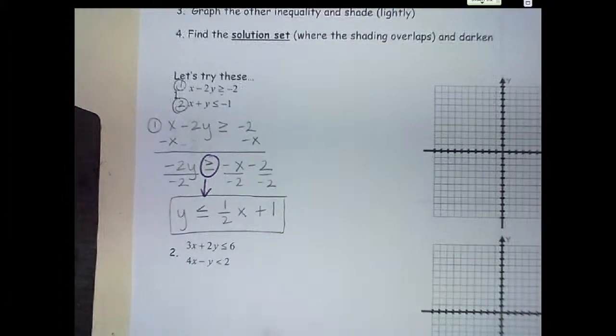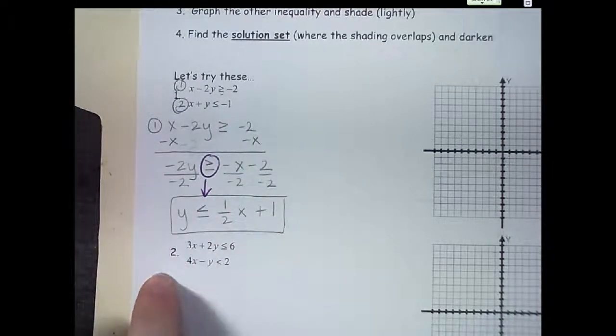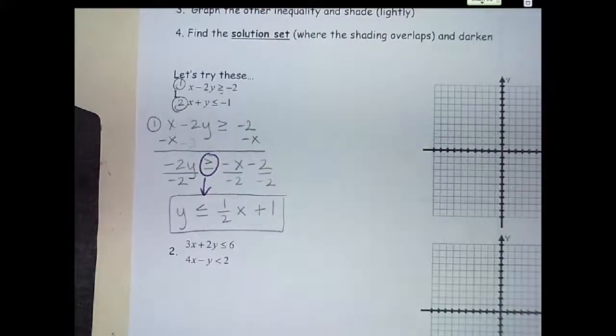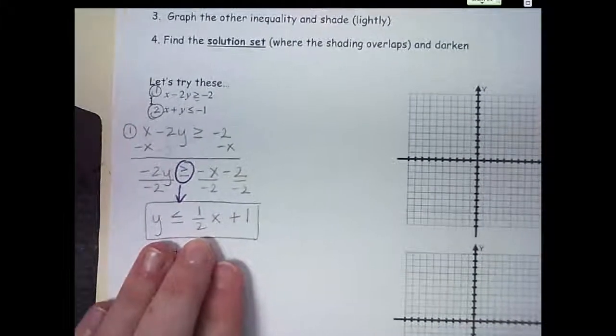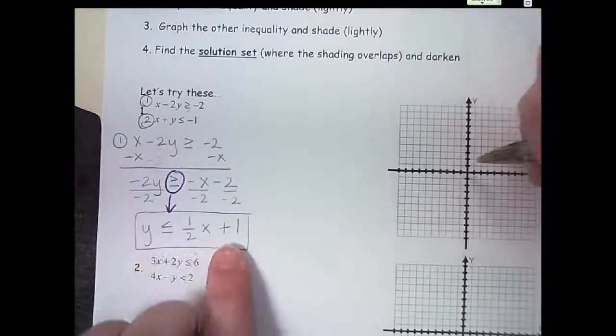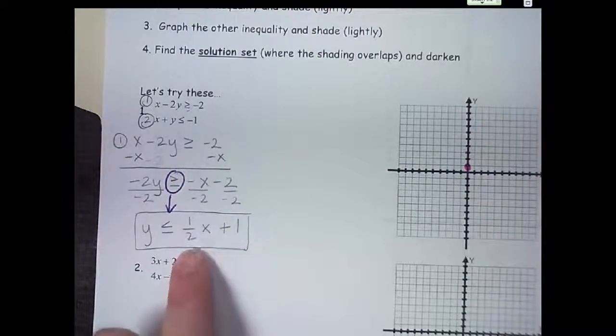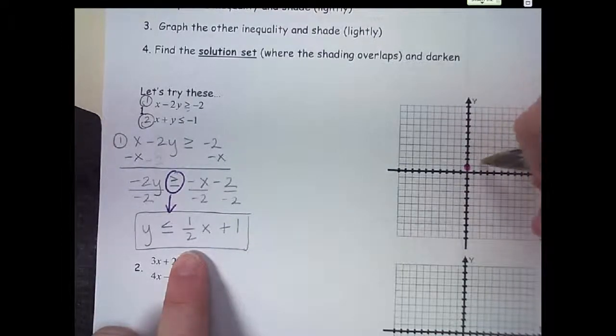It's going to help if you can do this where you do your work and then box your equation. That way, if you're getting it wrong, I can help you figure out what you're doing wrong. So let's go ahead and graph this one. That way, you don't have to worry about all the shading at the end. Okay, so I start at positive 1 on the y-axis, and then just up 1 over 2. Yeah, it should be positive. I did mess up first period, so keep me on track.